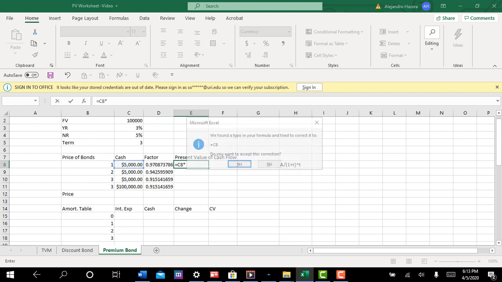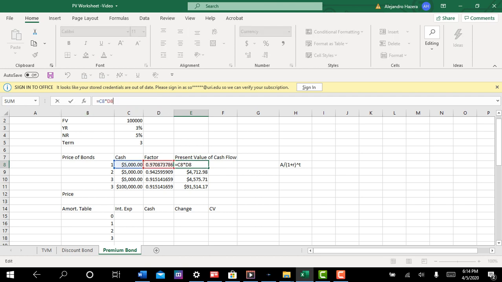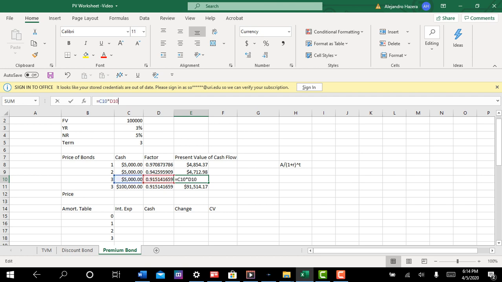Okay, so let's go ahead and multiply these out and see what our values are. That gives you 5,000 times the factor, which gives us 48. I'm just going to go ahead and copy those down because that formula is so simple. So there's the present value of our cash flows, and I'll just show you that all these formulas are based on the present value of the cash flows being just the cash times the factor.